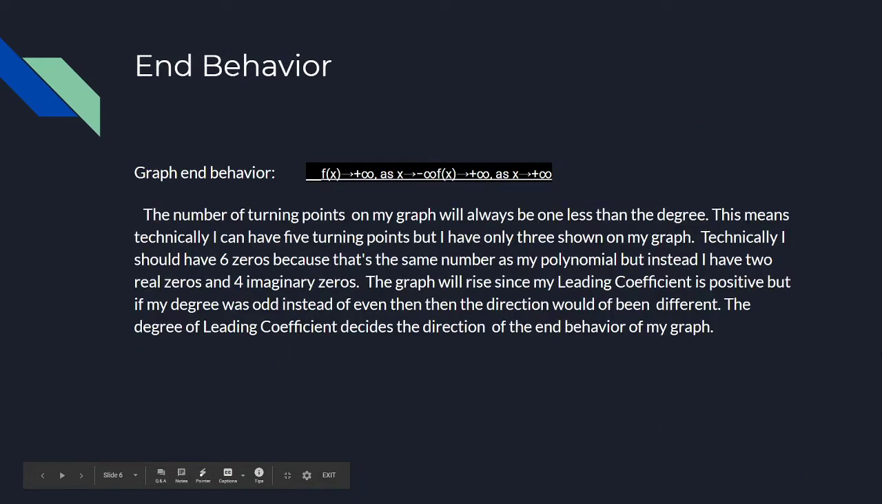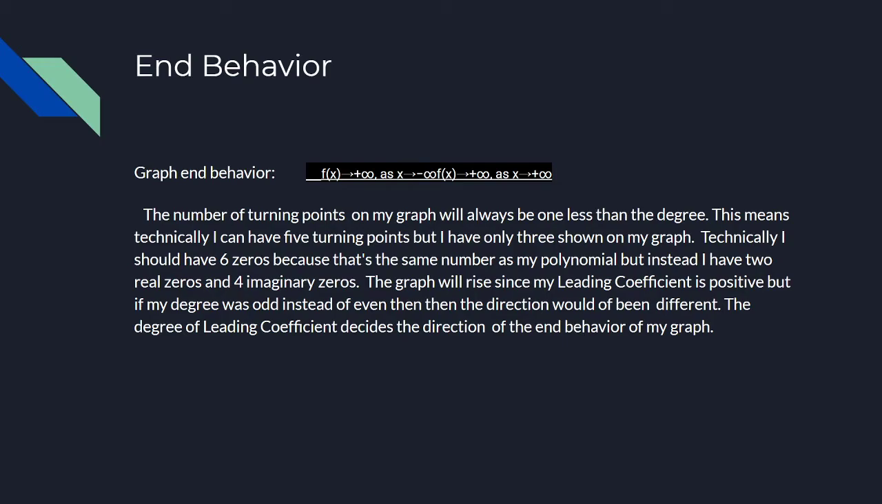And so my end behavior. The number of turning points on my graph will always be less than the degree. This means technically I can have 5 turning points, but I only have 3 shown on my graph. Technically I should have 6 zeros, because that's the same number as the degree of my polynomial. But instead I have 2 real zeros and 4 imaginary zeros.